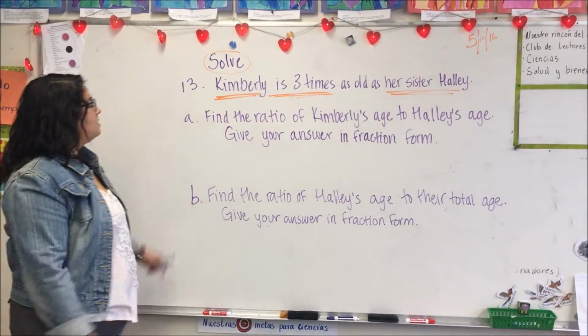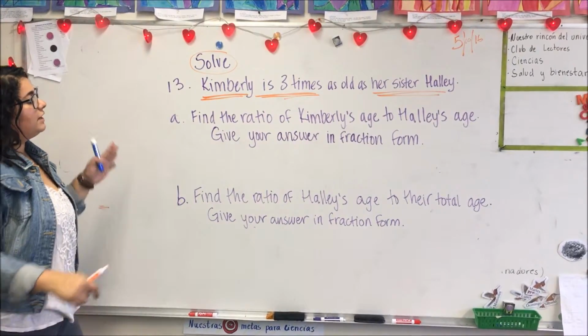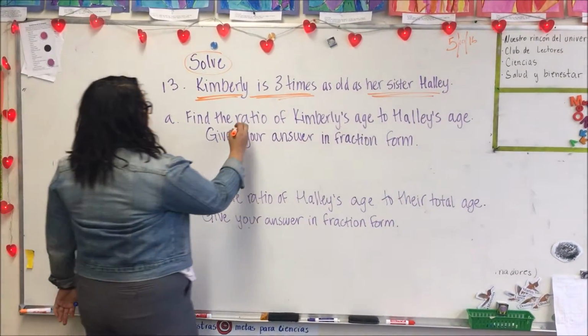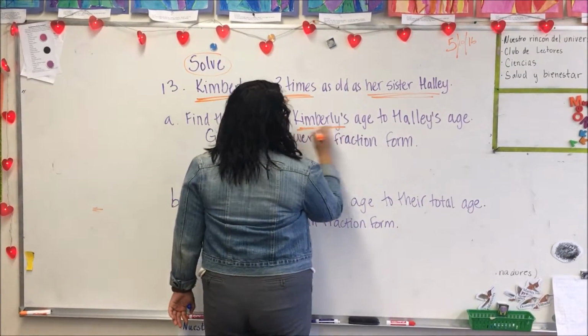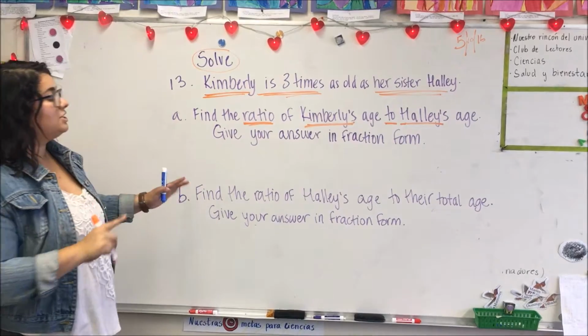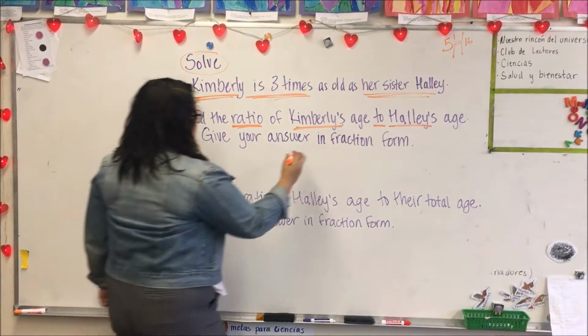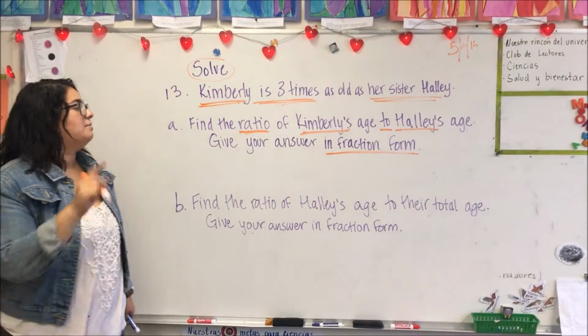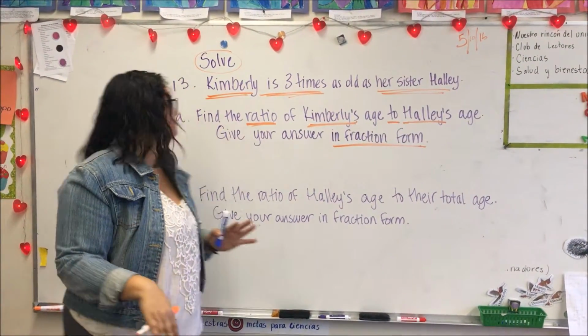Right? So the first question says find the ratio of Kimberly's age to Haley's age. So ratio Kimberly to Haley. But then it says give your answer in fraction form. That's super important. Make sure you know what form they want it in.